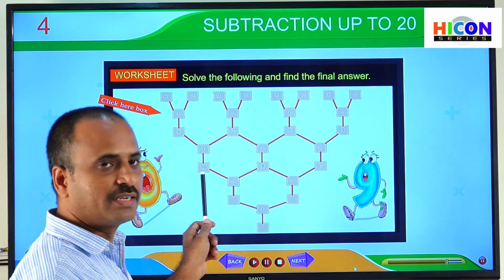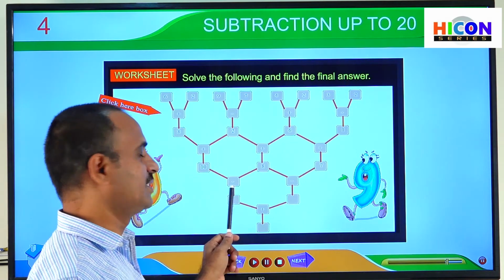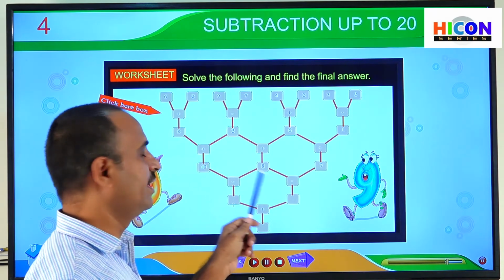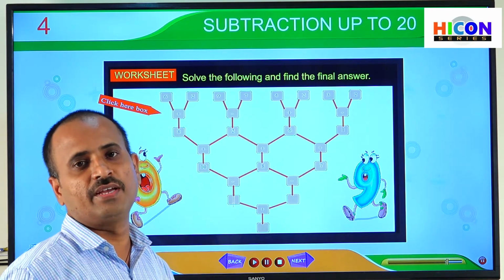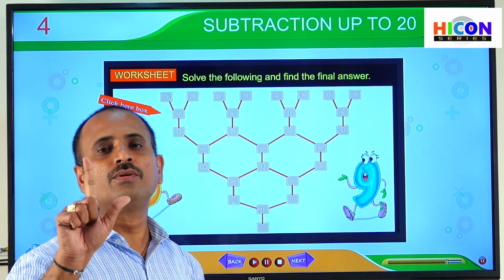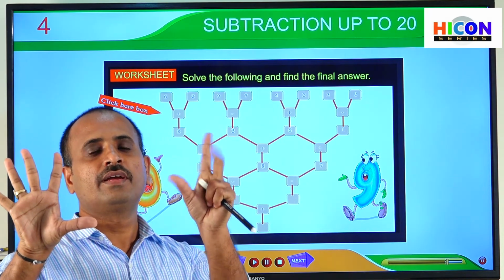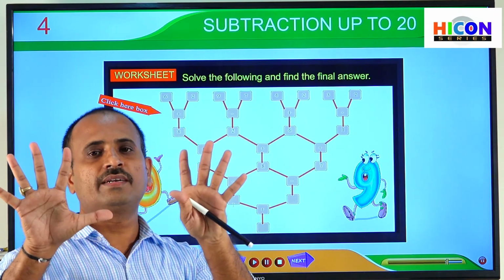The first number is 10 and the second number is 8. And they have given a symbol minus, so we have to do subtraction between 10 and 8. So what is the first number? 10. So open 10 fingers of your hand. So 1, 2, 3, 4, 5, 6, 7, 8, 9, 10. So these are the 10 fingers.